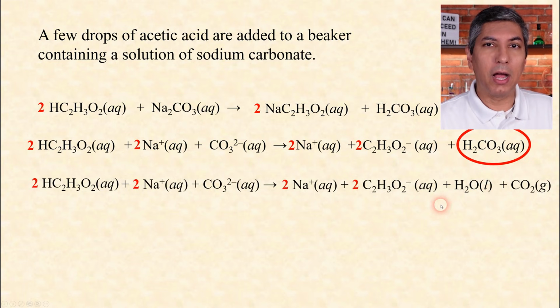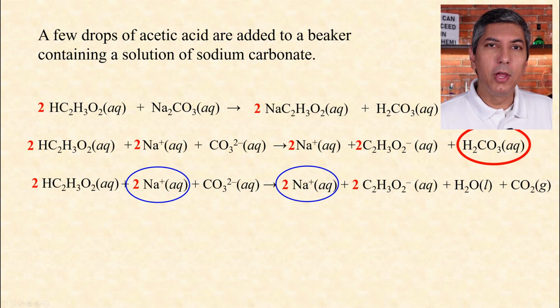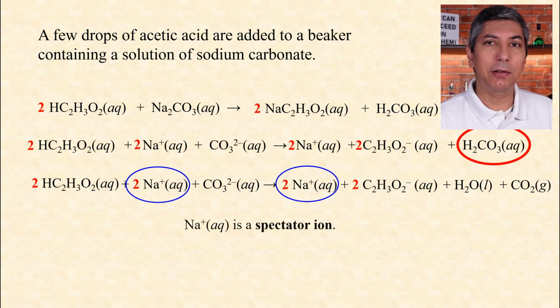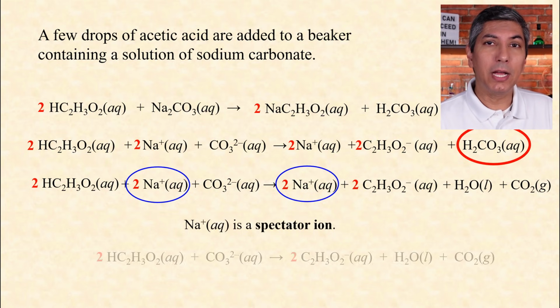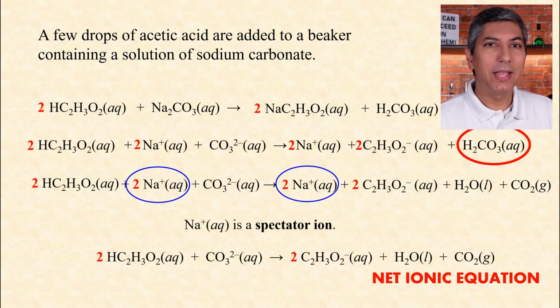Notice that sodium ions are found on both the reactant and product side of the reaction. The sodium ions are completely unchanged, so we say sodium is a spectator ion. That just means it doesn't react, and we don't include it in the net ionic equation. Remember, net ionic equations include only substances that actually participate in the reaction.